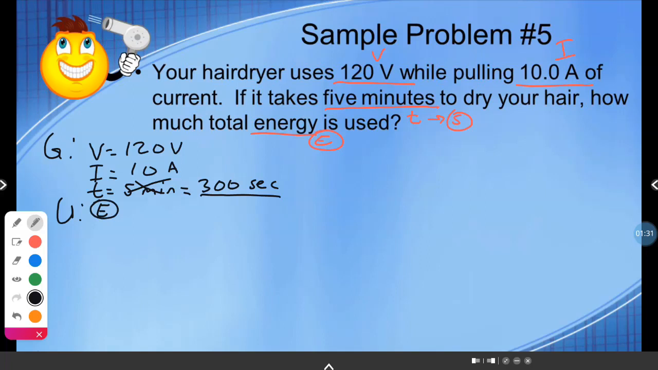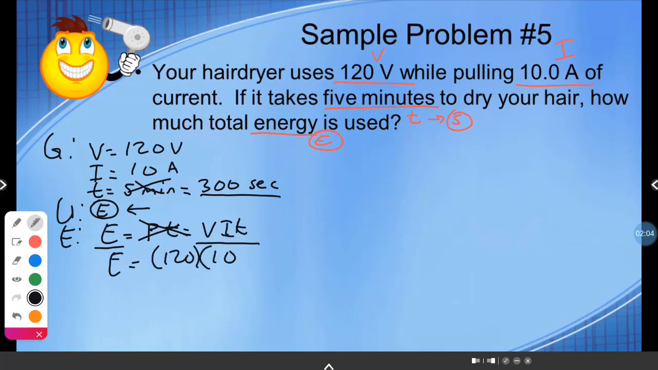So now we look for the equation that has to have E, that's got to have that one to solve for it, and then V, I, and T as well. And if you look closely, there's one that looks like this that I gave you, E equals PT equals VIT. We can't use all of that equation. We only need 2 parts of it. And so for this one, we can actually just get rid of the middle part and go with E equals VIT. And this one gets real dirt simple. We just are simply going to multiply these 120 times 10 times 300 seconds.